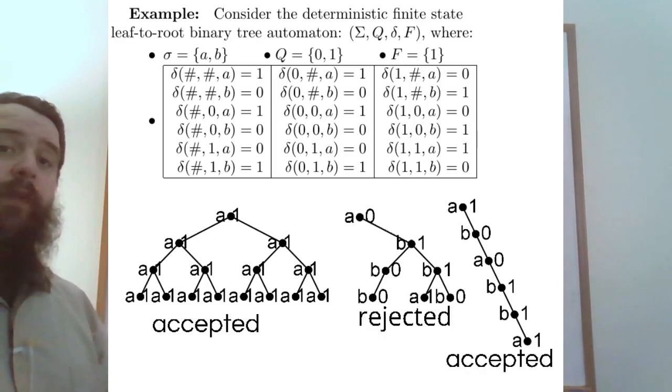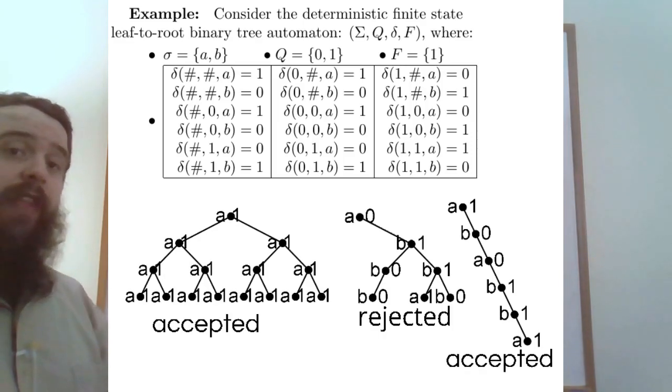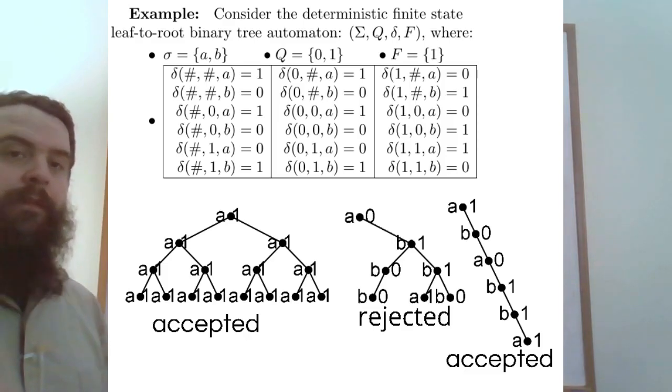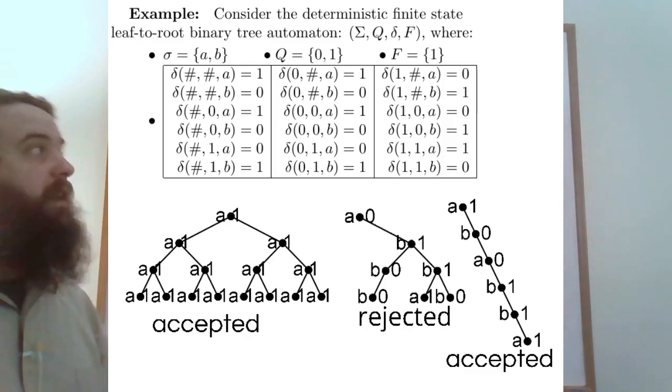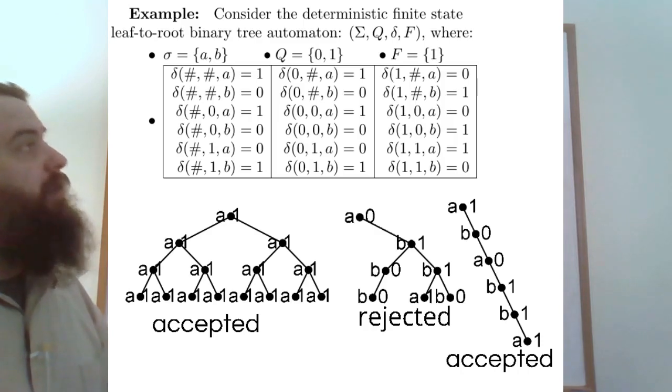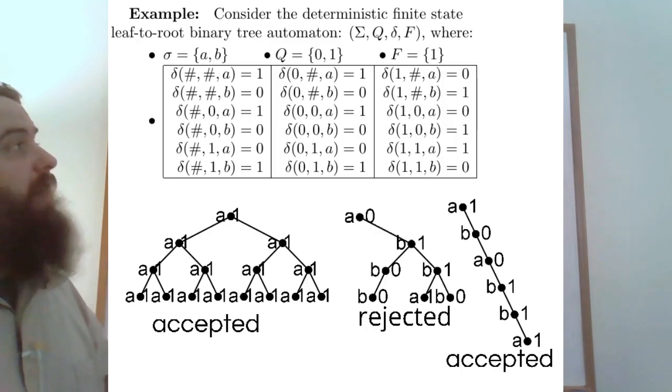So here's what the runs look like. The first and last trees are accepted and the middle tree is rejected. And ultimately this automaton accepts a tree word if there are an odd number of A's in that tree.